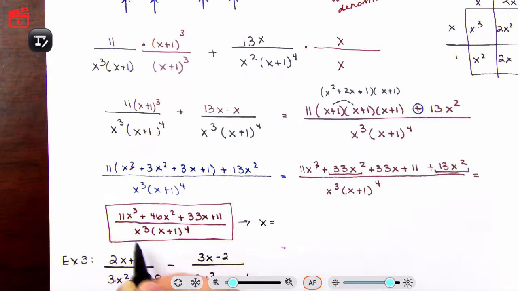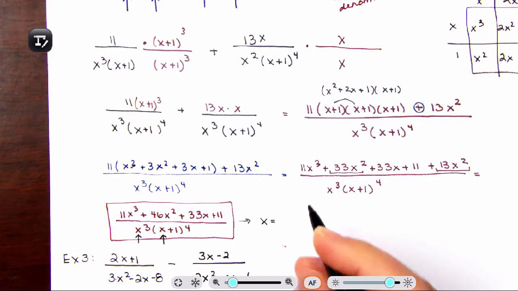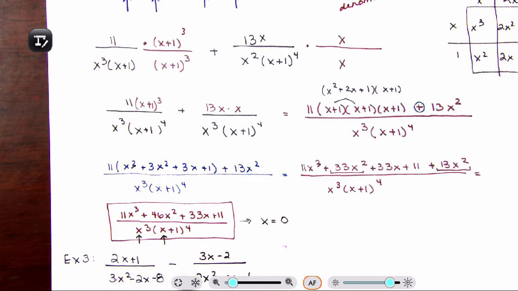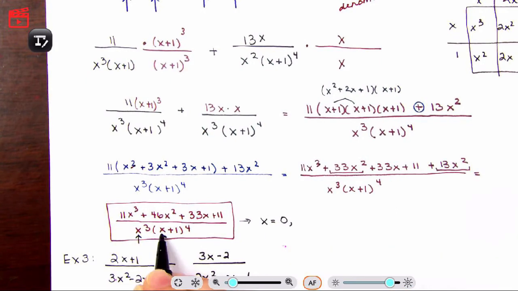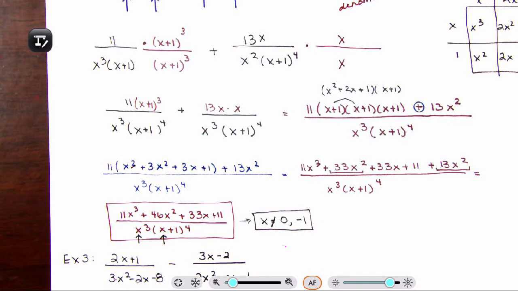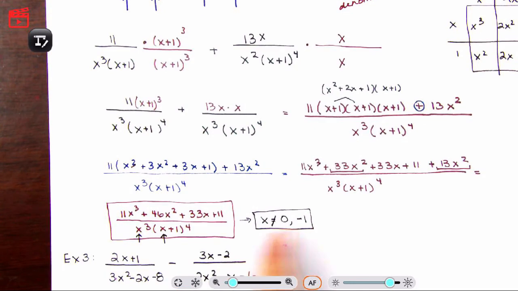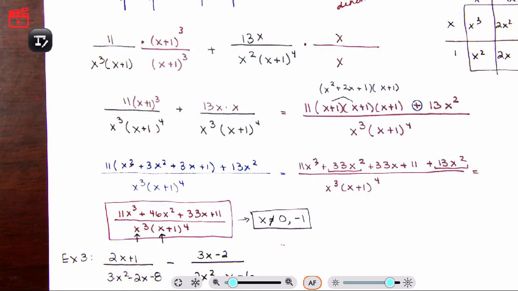So if x is 0 here, you're doing the exact same thing you were when you were identifying zeros in a polynomial for your x-intercepts. So if this right here, x cubed, in order for x cubed to be 0, x has to be 0. This is x plus 1 to the 4th, so this is -1. That means x cannot be 0 and x cannot be -1. If x is 0, that means I have 0 times anything, which is 0, giving me a denominator of 0. If I have -1 here, that means I have 0 times x cubed, which is again 0. We cannot have 0 in the denominator.